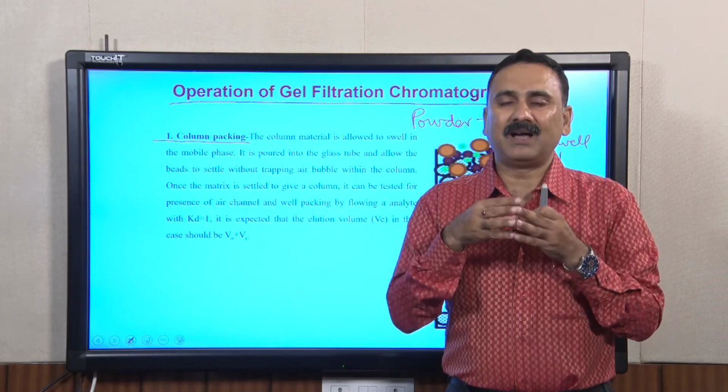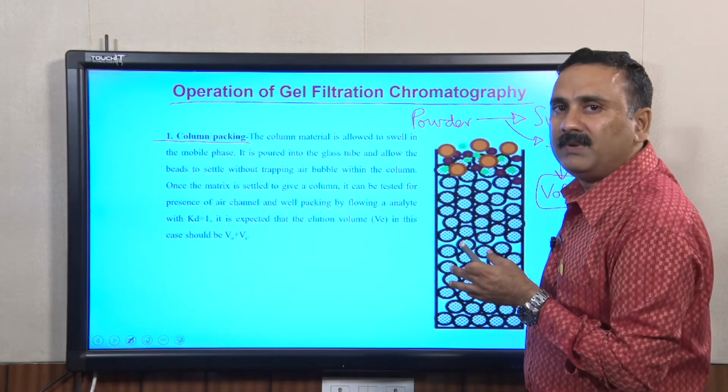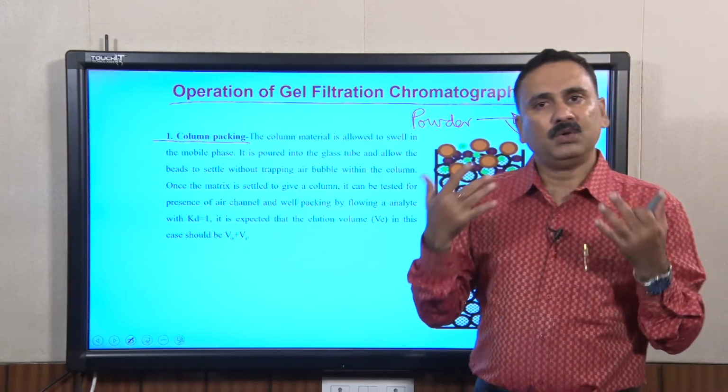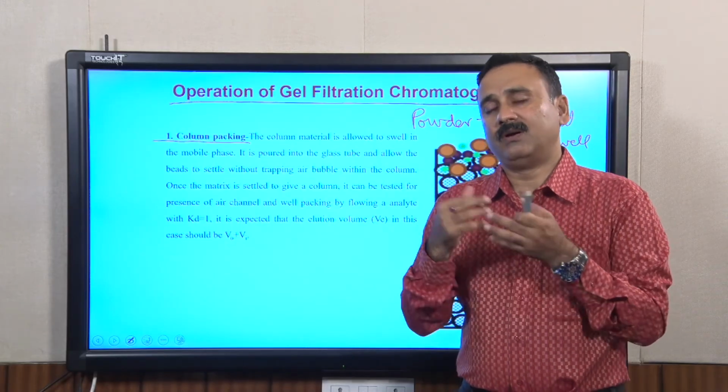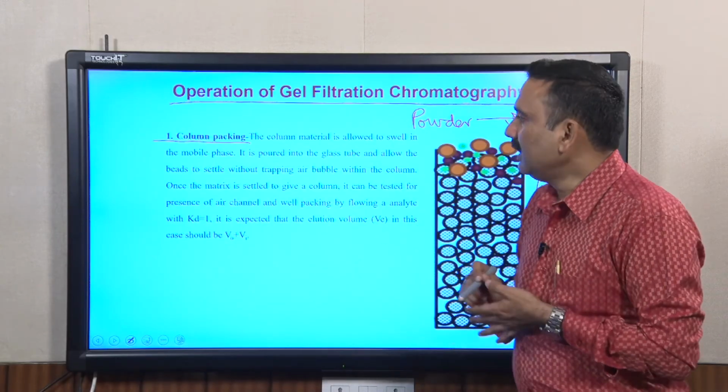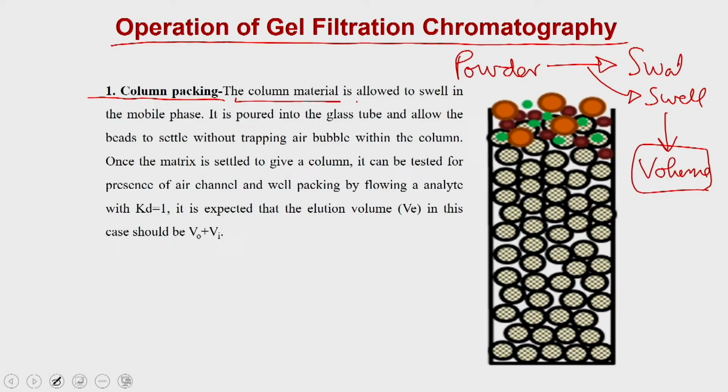Now, once your beads are ready, either swollen from the powder, or you have already got swollen beads from the companies and you have washed and prepared them, you have to allow the column material to settle down in a mobile phase. Mostly you have a glass column which has a filter at the bottom, and a plunger which you can use to pack the column. Through this plunger you are going to pour the material.